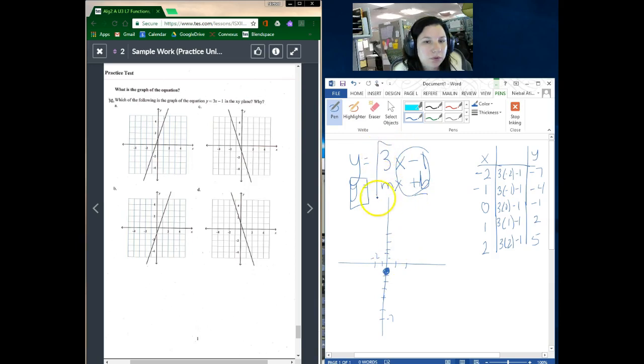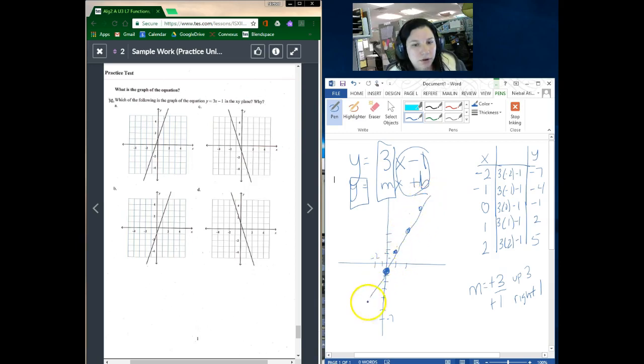And then you used your slope. So my slope here, m equals 3. That's really 3/1. These are both positive values, so it's going to go up 3 and right 1. 1, 2, 3, right 1. 1, 2, 3, right 1. And then you'd construct the graph that way.